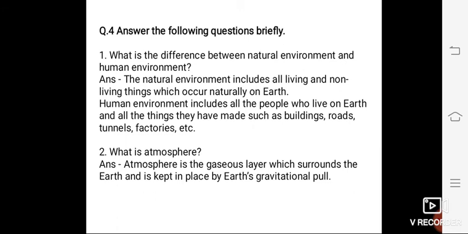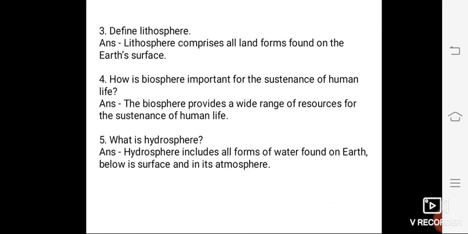Second, what is atmosphere? Yes, what is atmosphere? We discuss about this also, student. Atmosphere is the gaseous layer which surrounds the earth and is kept in place by earth's gravitational pull. Next, define lithosphere. What is lithosphere? Lithosphere comprises all landforms found on the Earth's surface. Right?